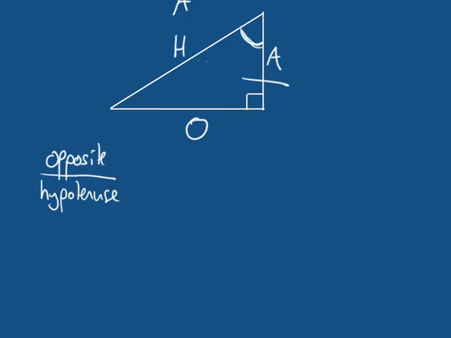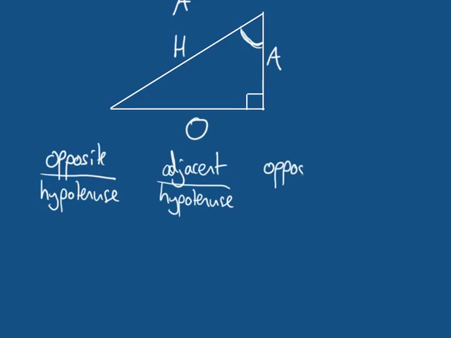We could also take our adjacent edge and our hypotenuse and pair those. So another ratio is adjacent divided by hypotenuse. And our third pairing of edges would be the opposite edge and the adjacent. So we could take our opposite and divide that by our adjacent. So we have our opposite and our hypotenuse, our adjacent and our hypotenuse, and our opposite and our adjacent. These three different pairings, these three different ratios, are the only pairings of these edges that we can have.